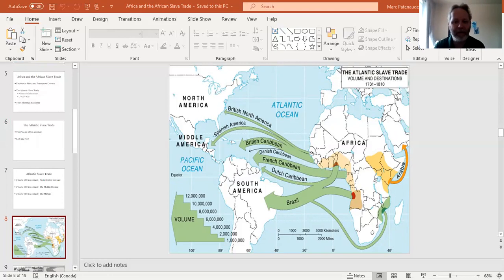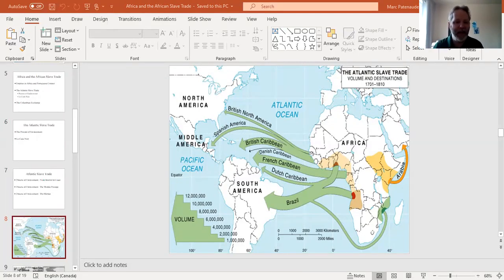So coastal African kingdoms, like the Kingdom of Congo, would send out raiding parties into the interior of Africa to seize slaves to be sold to the Europeans. So it was not Europeans who were capturing these slaves, it was these coastal kingdoms, at least early on, where they would kidnap fellow Africans and bring them back to sell them to the Europeans.